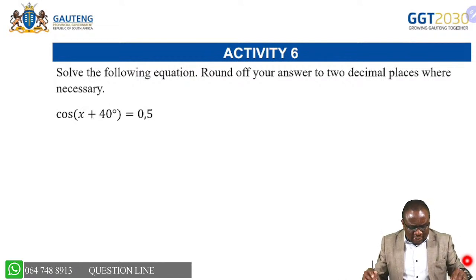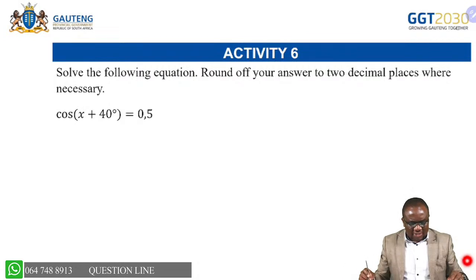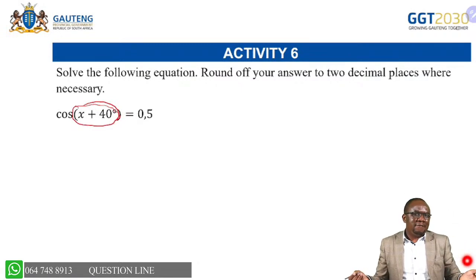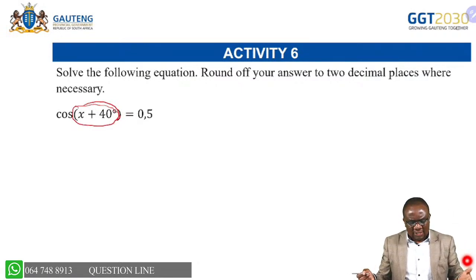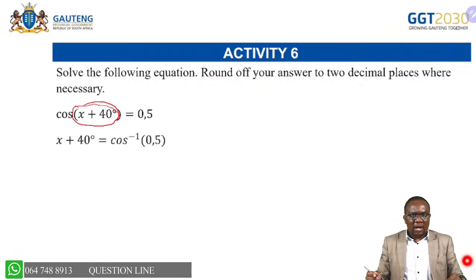Right, and then solve. We're finding x here, and then what is our angle, grade 10s? It is our x plus 40 degrees. This is our angle, okay? So let's find our inverse. Very easy. So it's going to be x plus 40 degrees is equal to arc cos 0.5.